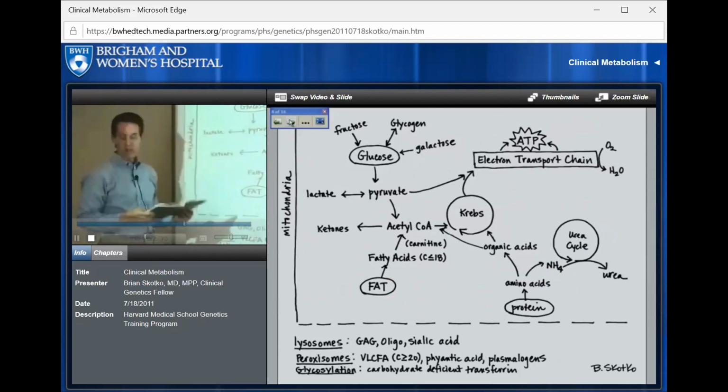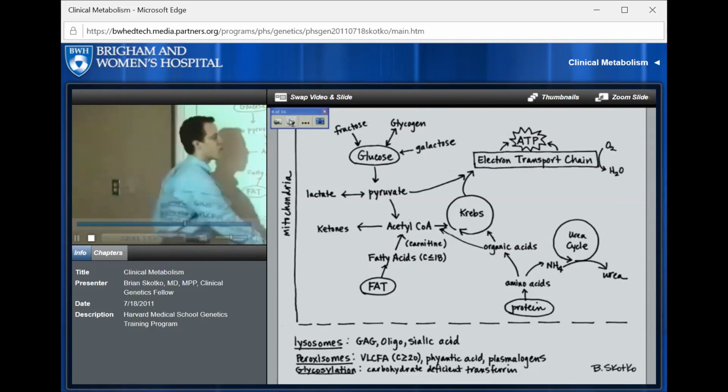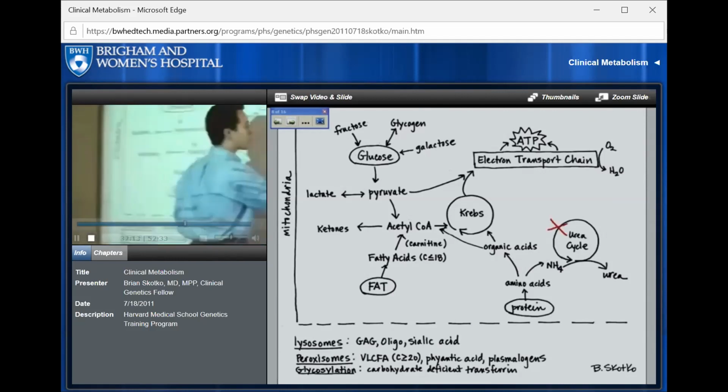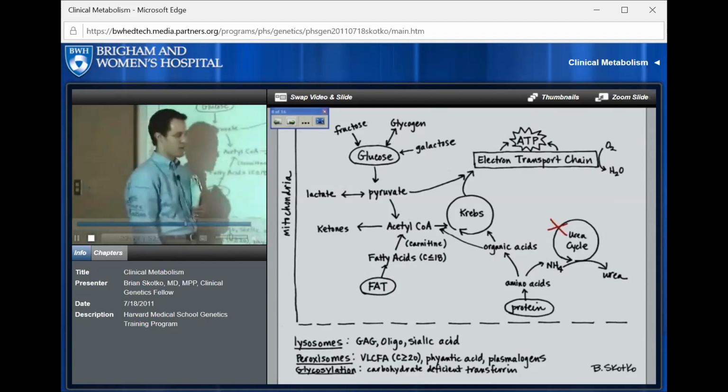Let's move on to another condition, and this one we're going to do now is called OTC deficiency. OTC deficiency, which stands for ornithine transcarbamylase deficiency. Where is that in? Well, that is a problem right here in the urea cycle. We've now gone to this corridor over here. So let's think about it.